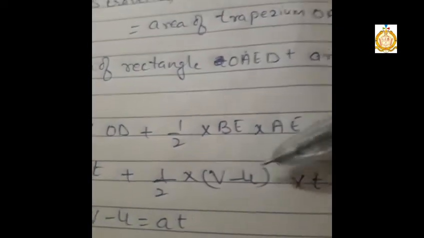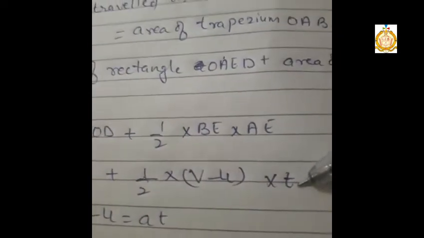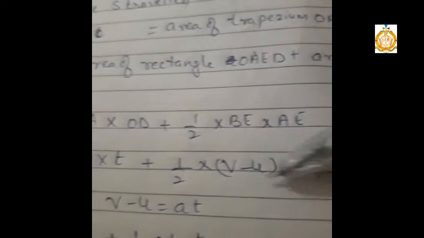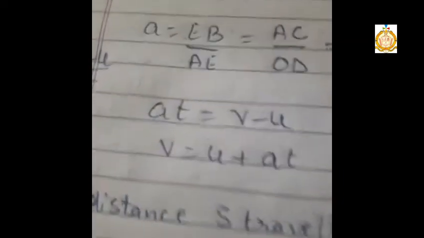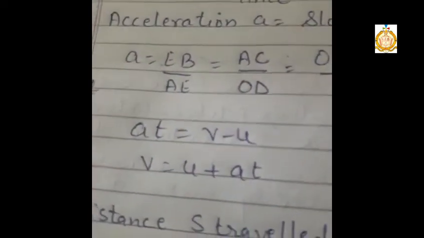So half into BE value is V minus U and into AE is t. So (v minus u) into t. What is v minus u here? In the first formula, all the equations are interrelated. So v minus u value is at.